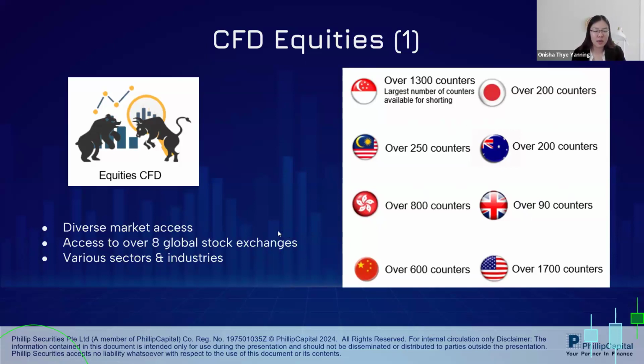There are also quite a lot of different industries and sectors that you can trade in, depending on what you want. Let's say you have counters that you would like to trade but we do not offer. Please call in or email our CFD email so that we can help you see whether we can offer that particular counter. We are quite flexible on that. Just email in.